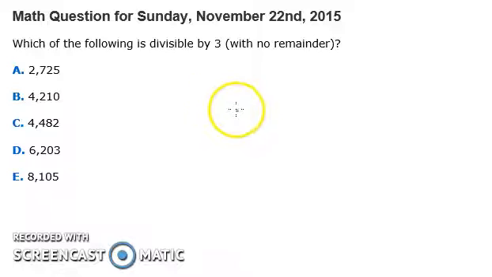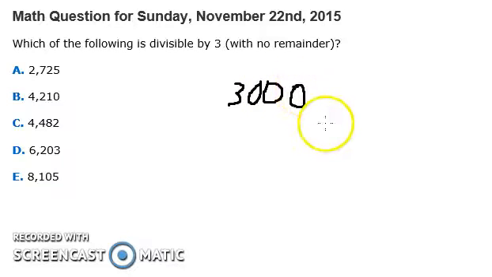For example, if something's divisible by 3, we know very quickly that 3 is divisible by 3. That's pretty easy. That also means that 30 is divisible by 3, 300 is divisible by 3, 3000 is divisible by 3. That also works for any multiples of 3, like 3, 6, 9, 12, 15, 18, 21, and so on.